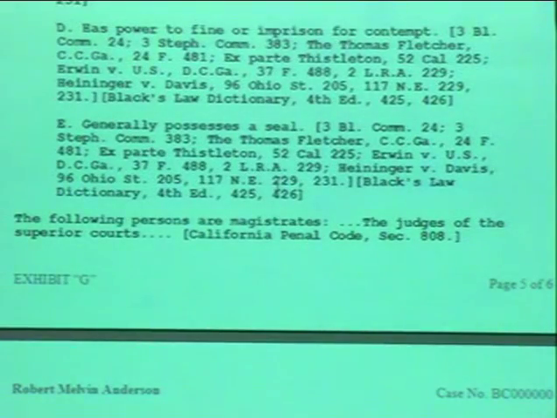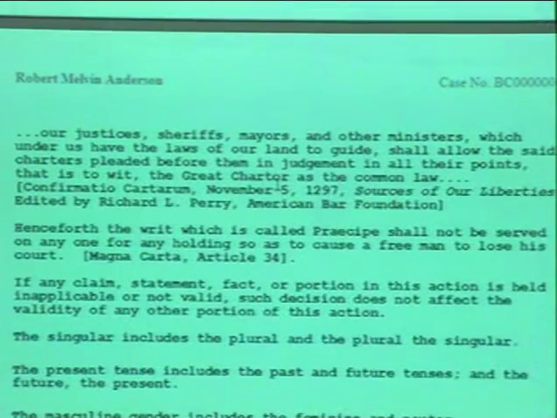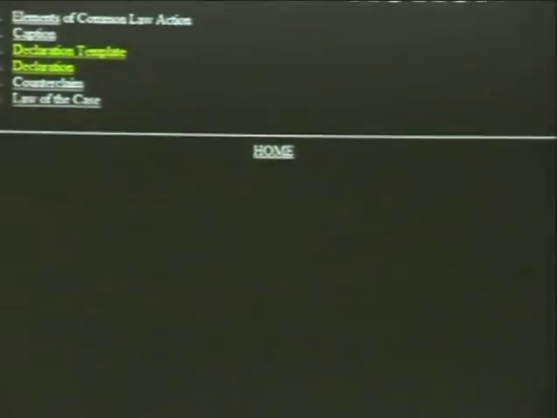The following persons are magistrates. And since this is a California orientation, we have California cases. So far, so good, right? So that's what you do to deal with them.